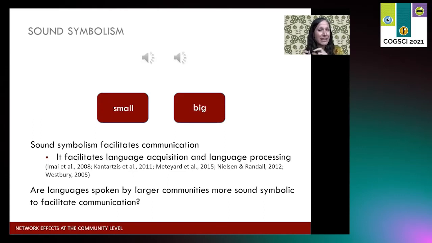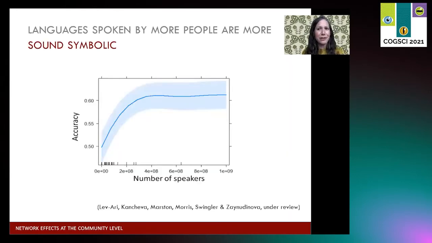In contrast, if you guessed that ndu means small, then you are wrong, like the majority of participants, because ndu actually means large or big. And potentially the reason that the word is less symbolic of what it means is because ndu is a word in Yele, a language that is spoken by only 5,000 people. And indeed, if you look across the 40 different languages from different families that I used in the study, then it really was the case that the larger the population of speakers who speak the language, the easier it was for participants to guess what the words mean, meaning the languages were more sound symbolic.